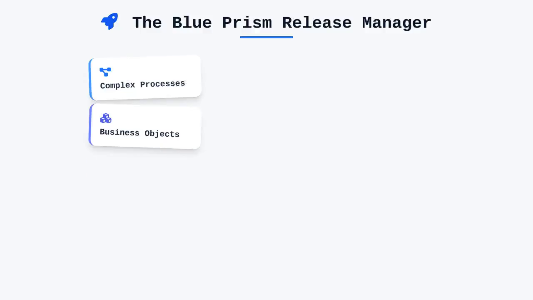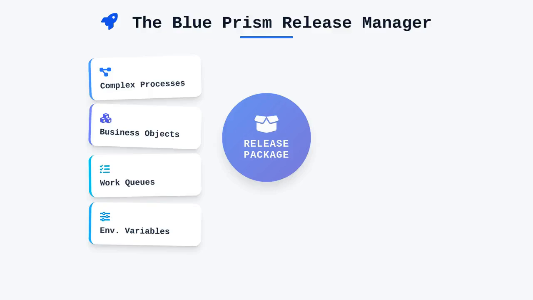When we transition a solution from a development environment to a production environment, we rarely deal with a single file. An enterprise-grade Blue Prism solution consists of a complex web of processes, business objects, work queues, and environment variables. The release manager is the architectural component designed specifically to package these disparate assets into a single, deployable entity.